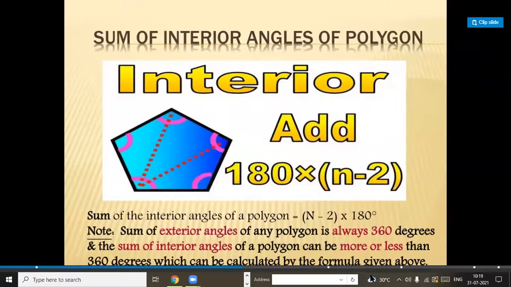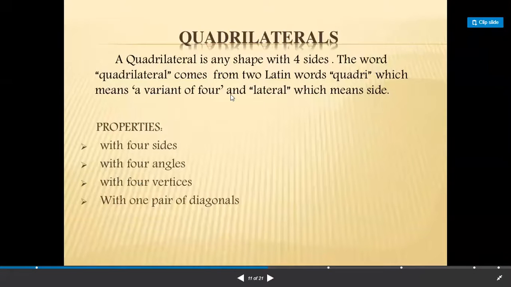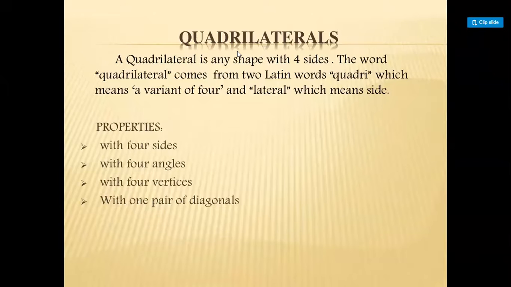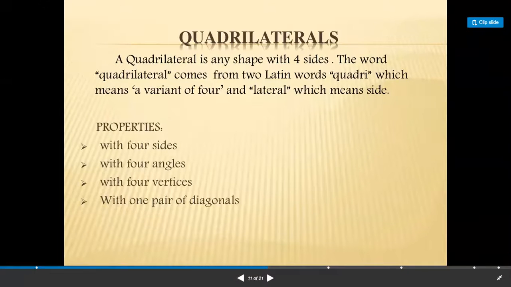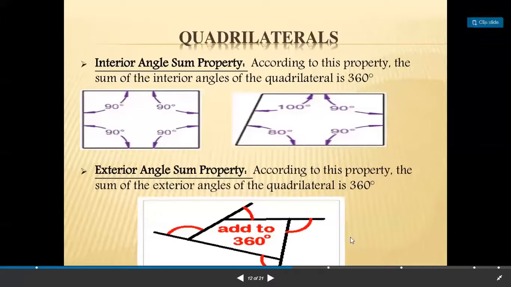Is it clear? Next is quadrilateral. A quadrilateral is a four-sided figure which has a property. It has four sides, four angles, four vertices with one pair of diagonals. Diagonals means both the diagonals are there for the quadrilateral. This is the simple meaning of the quadrilateral. A quadrilateral is a four-sided closed figure that has four sides, four angles, four vertices. Okay. You will write the earlier formula in the notebook today.